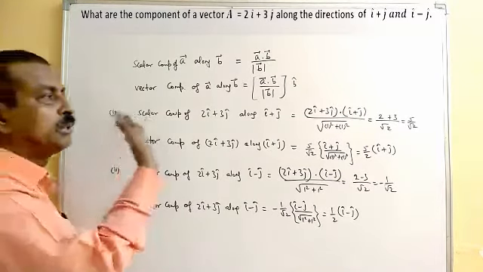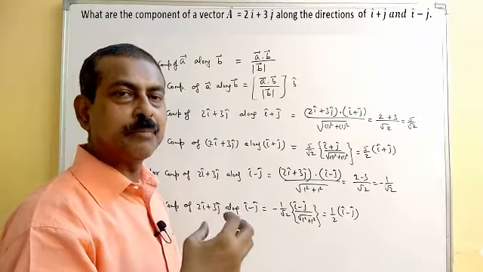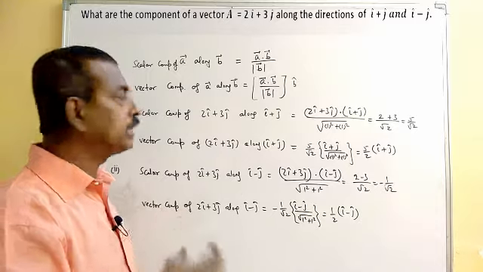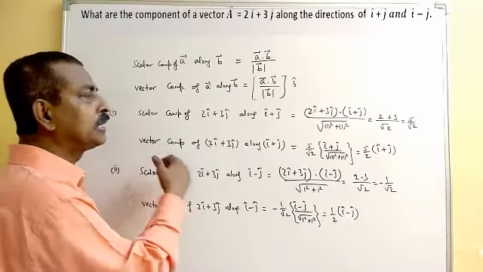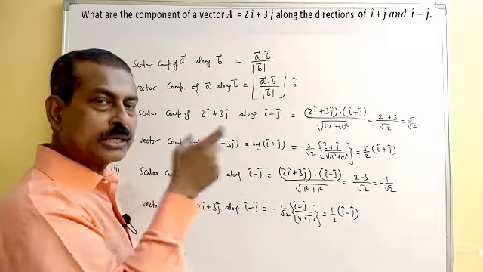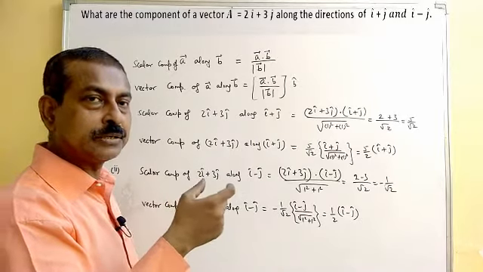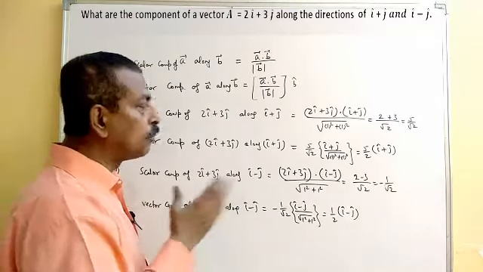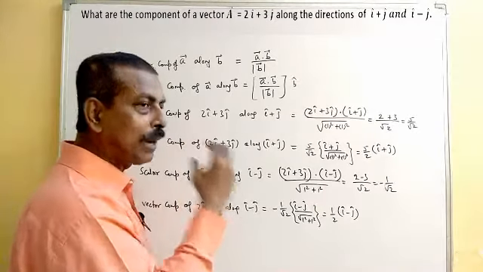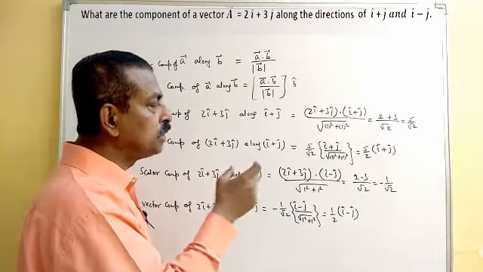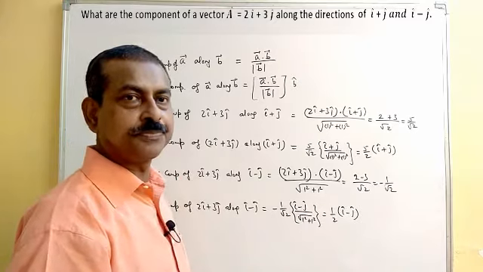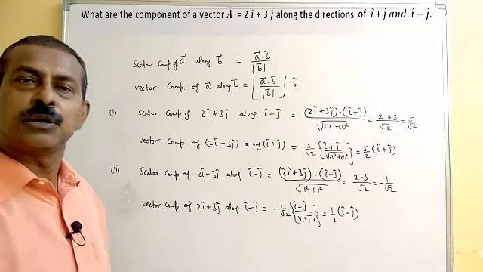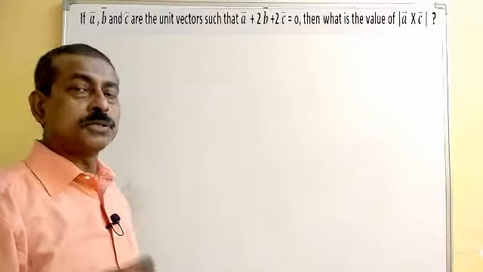If it is a scalar component, you will simply take the dot product divided by the magnitude of the vector along whose direction you are finding the component. If it is the vector component, it will again be the dot product divided by the magnitude of the vector along whose direction you are taking the component, and you multiply that quantity by the unit vector along that direction. So this is how you can find scalar and vector components.